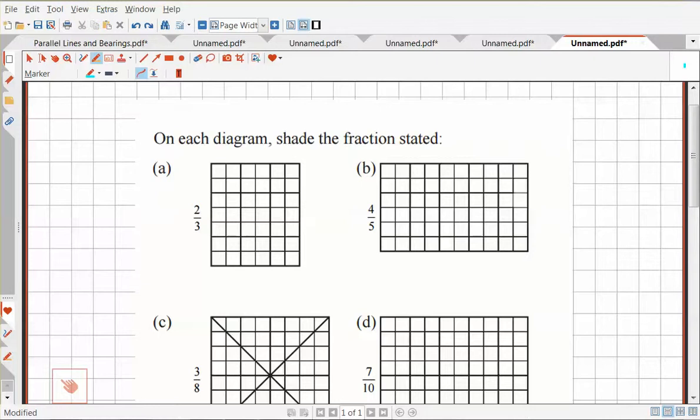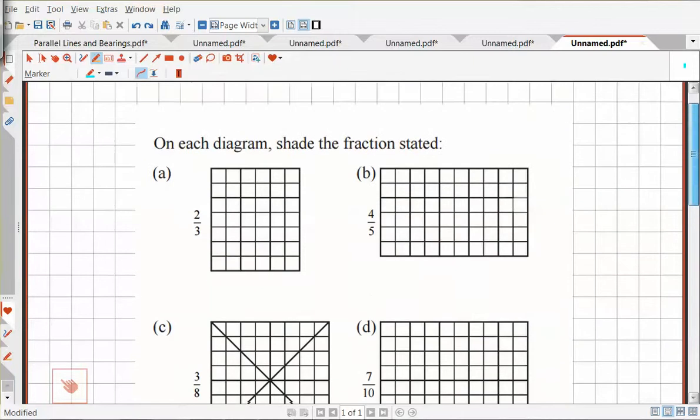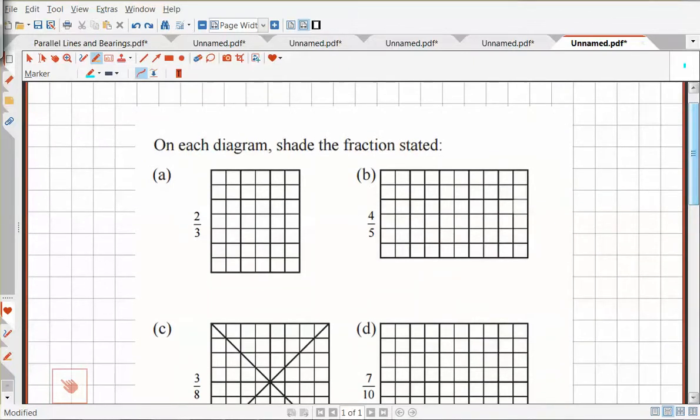So, with these shapes, you've got to decide what you're going to shade to make it 2/3 shaded. I'll do the first one with you. If it's 2/3, we've got to first of all break the shape into 3s. The way I've spotted is I'm just going to break it like 1 and 2, 3 like that. Then if I want to shade 2 of them, two sections.